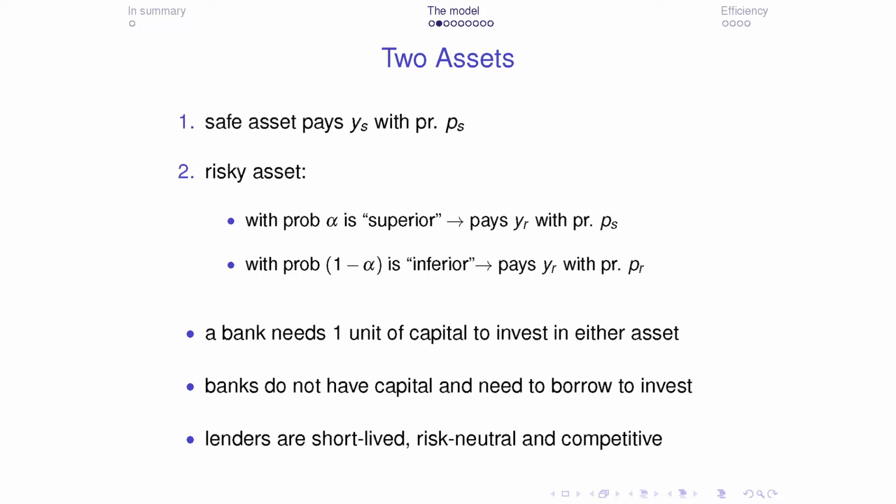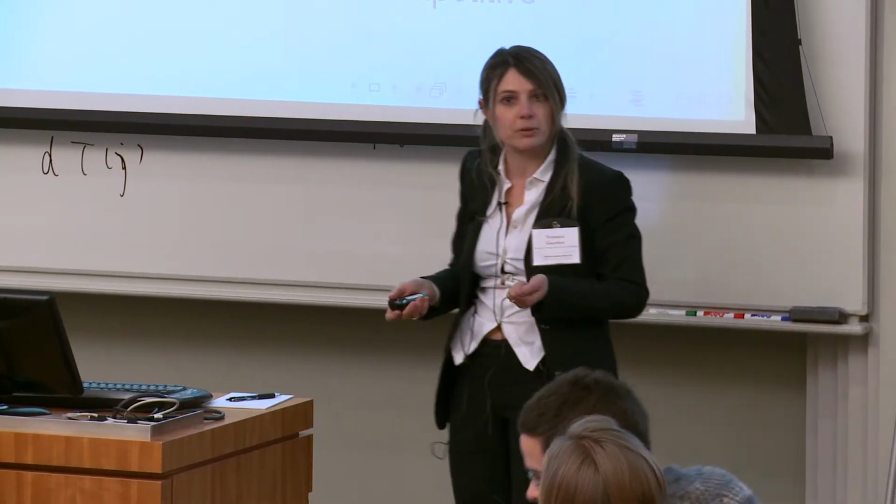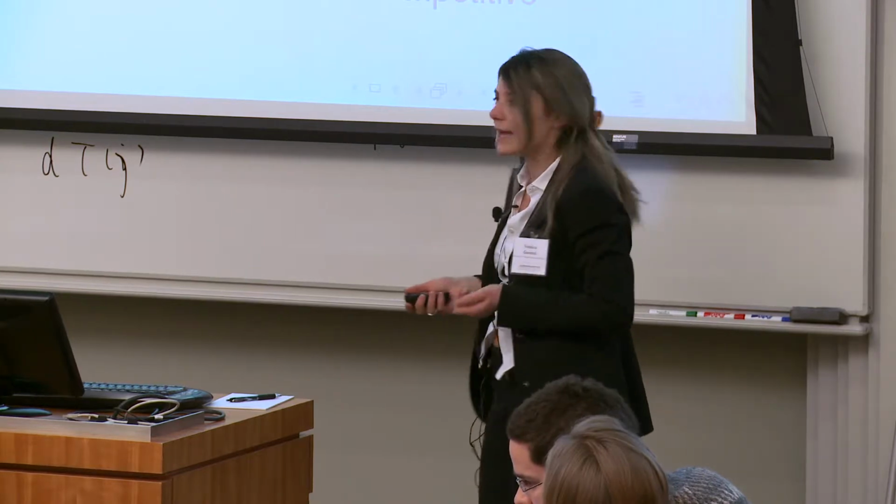And YR times PR is going to be smaller than YS times PS. So a bank needs 1 unit of capital to invest in either asset, but the bank is born with no capital, so it has to borrow to finance itself. And there is a continuum of lenders that are short-lived, risk-neutral, and competitive, who can lend to the bank.